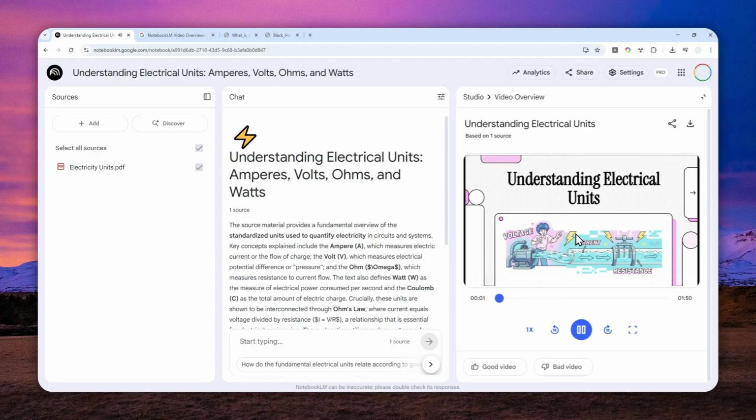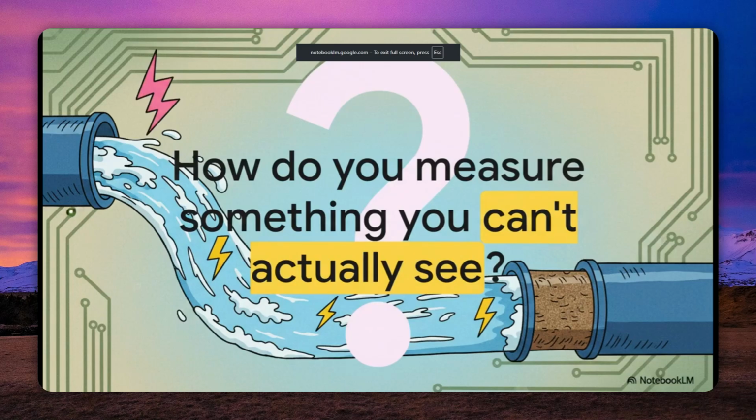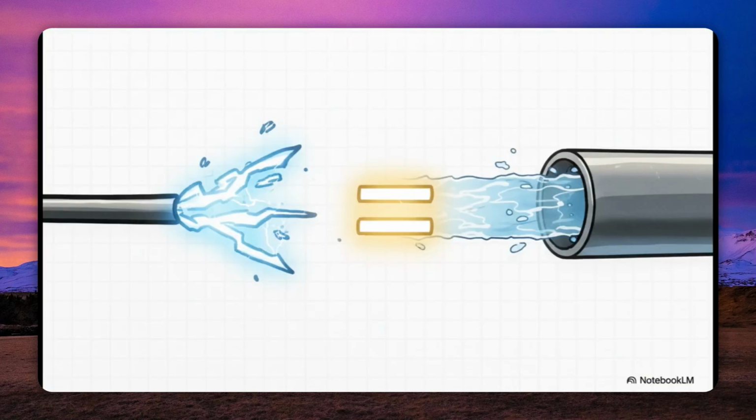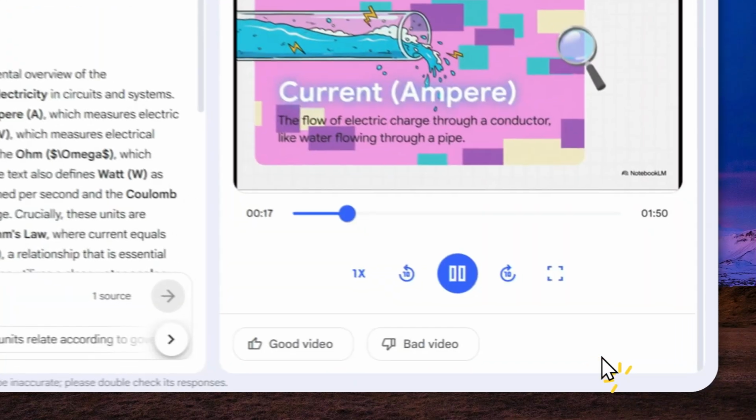All right, let's talk electricity. What are volts, amps, and watts anyway? Let's break it down. I mean, electricity is totally invisible, so how in the world do we actually measure it? You know, the easiest way to picture it is to think about water flowing through a pipe. So first up is current, measured in amps.